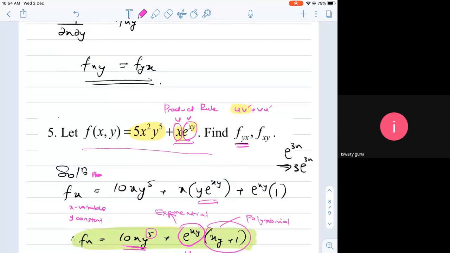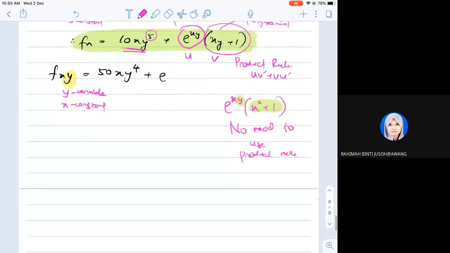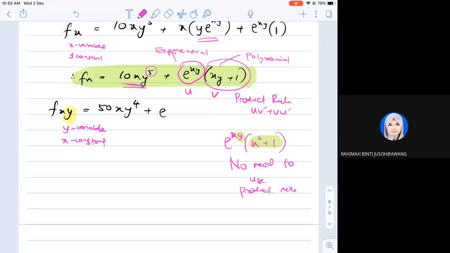Kenapa dia x? Okay, x exponent xy. Ini pun polinomial, yang ini exponential kan? Ini dia ada variable kan? Ni variable x sebab kita differentiate tak ada x tadi kan? Kat sini pun dia ada x, right? Variable juga ada. That's why kita kena pakai product rule. Okay, good. Thank you, question, Doctor. Okay, welcome. Alright, so let us proceed.